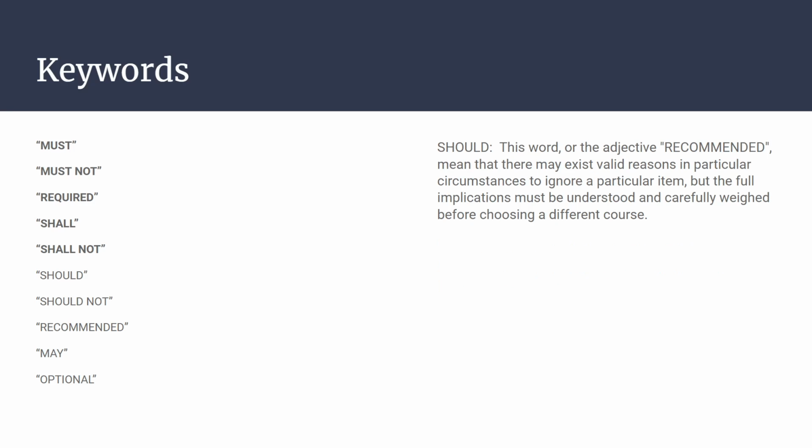Next is should. These are recommendations that exist with valid reason. In particular circumstances, you may ignore them. But there are implications that you need to weigh out before choosing a different course. This one has real implications. If you think you don't need this, you need to really think about whether the alternative that you're going to use actually completely covers all the things that this should do.